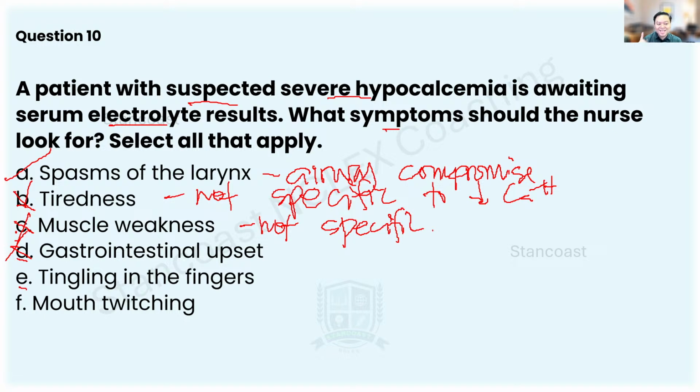What about letter E? Tingling in the fingers. Yes. The numbness or tingling in the fingers or extremities, the toes, this is going to signify that there is hypocalcemia. Tingling in the fingers or around the mouth. That's another sign of hypocalcemia. Or it could be tingling in the toes. That's another manifestation. And then we also have the mouth twitching.